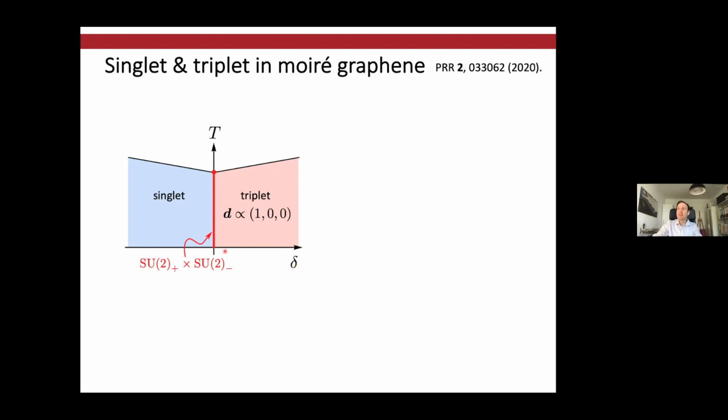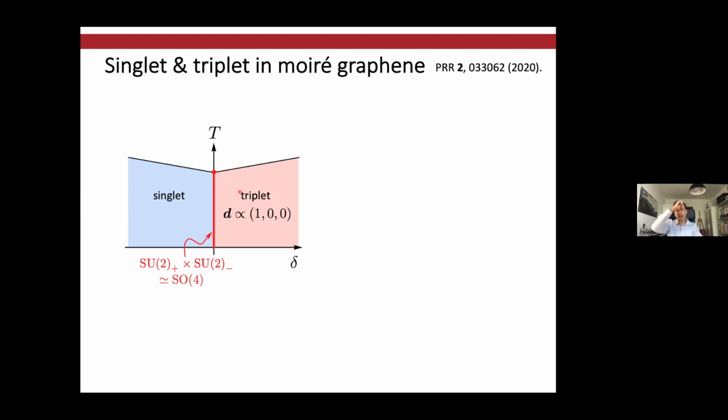And if delta is 0, we have this SU2 plus SU2 symmetry, which in fact is isomorphic to SO4, and it rotates a 4-component vector, in this case consisting of one singlet component and the 3 triplet components. And that's the reason why these two states have to be degenerate and have to meet at this point. But if you go at non-zero delta, you will have either singlet or triplet.